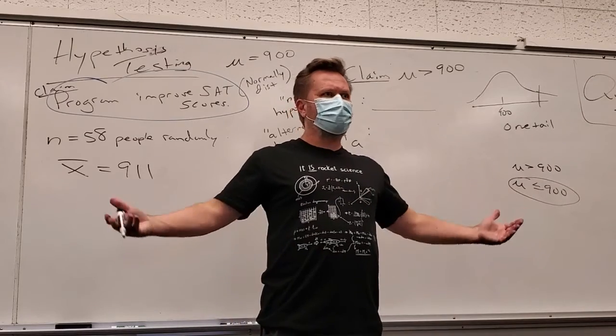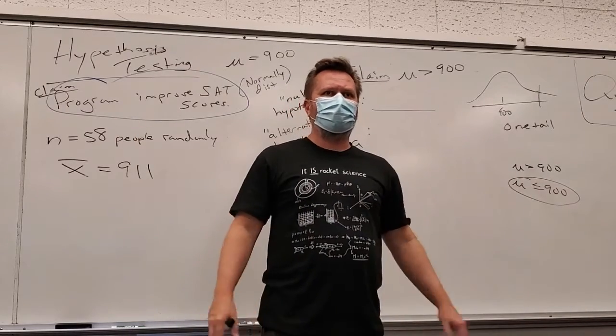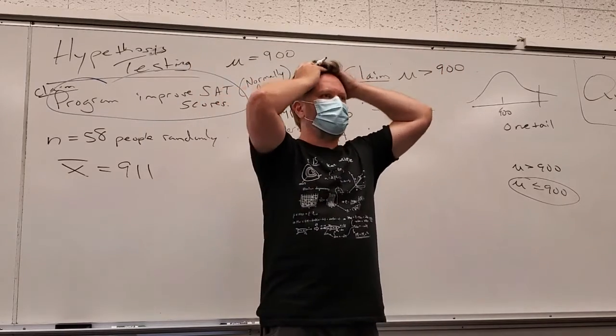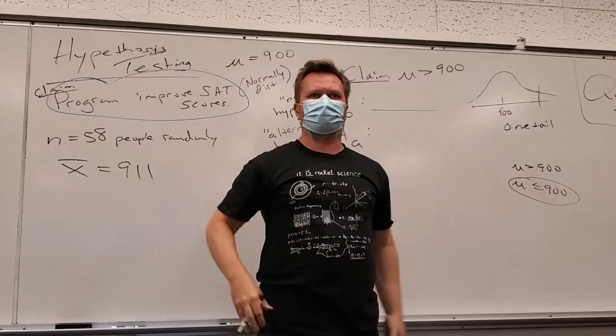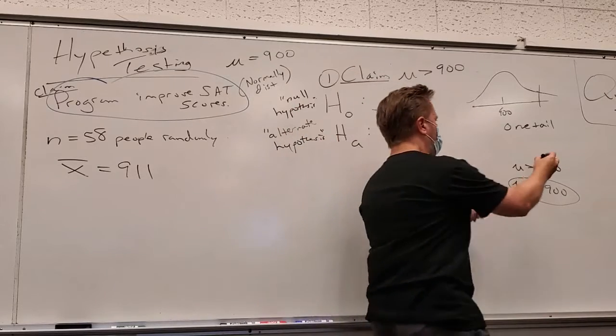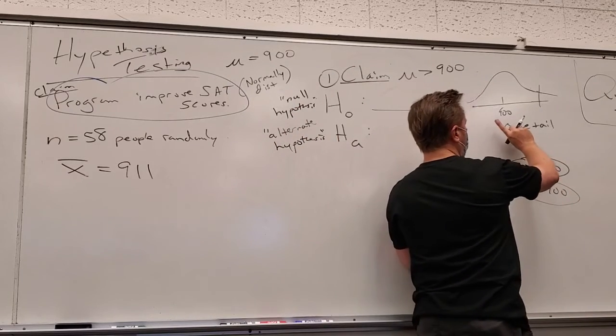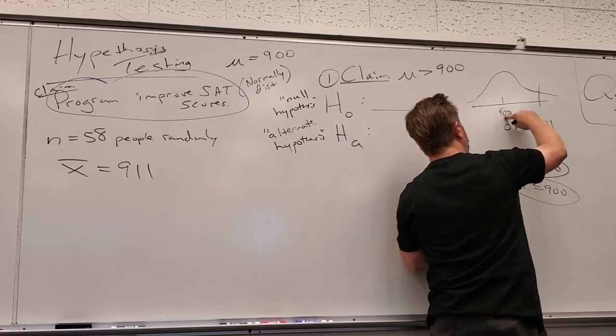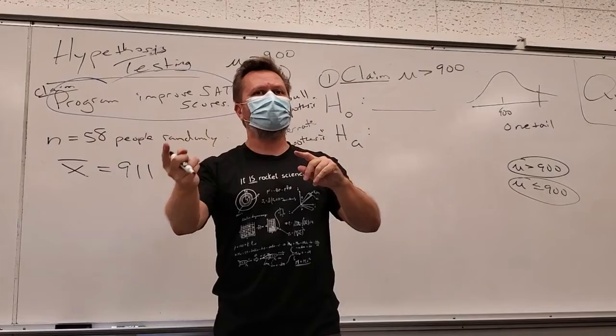So this statement, I cannot show evidence for it, because it has an equals in it. I can't show that it's equal. Even if my sample mean is exactly 900, that doesn't mean anything. But I can show evidence of greater than, like we talked about. If it's way up here, that is evidence that it's not 900. I can show evidence against something.